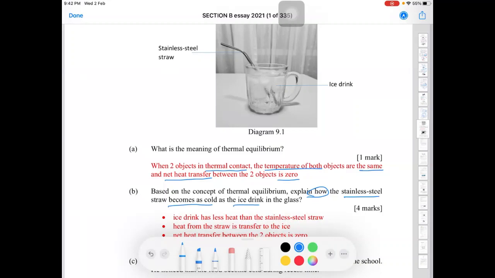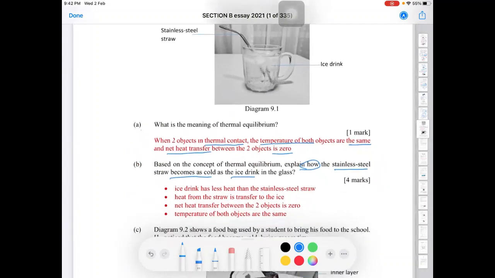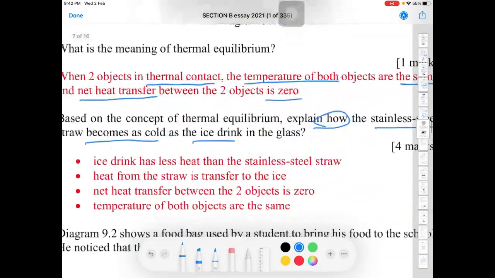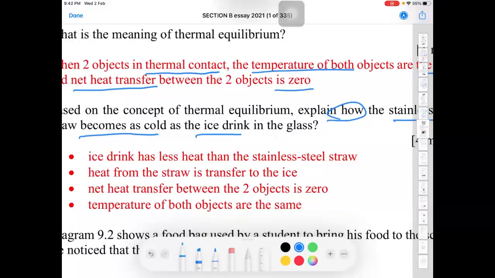Become cold. Alright. So sama juga macam tadi cikgu cakap. So you kena cerita 2 mark. Yang pertama ceritakan the heat transfer. Dari mana? Dari air ke straw or dari straw ke air. Alright. So ice drink have less heat than the stainless steel. So heat flow from the straw to the ice. Ni markah pertama, ni markah kedua. Okay, so net heat transfer is 0 and temperature of both objects are the same. Okay, right, markah ketiga, markah keempat.